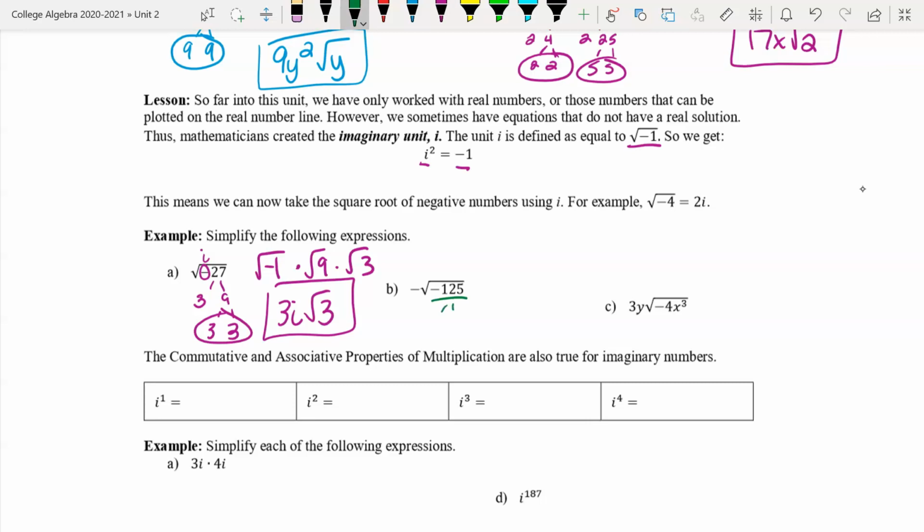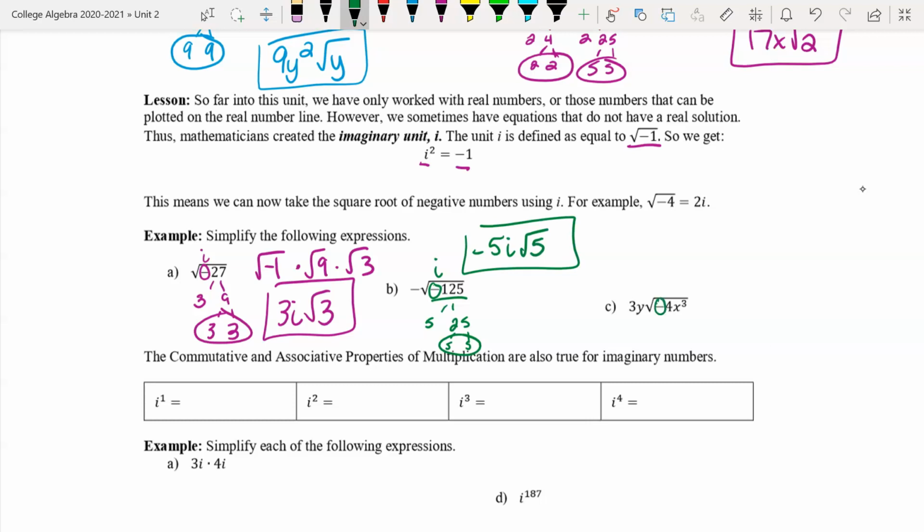Same way here, if we break it down, 5 and 25, that becomes 5 and 5, so I make a pair of 5's. The negative is going to be an i. There's already a negative on the outside, so you just write -5i, and whatever I have left over still stays inside that square root.